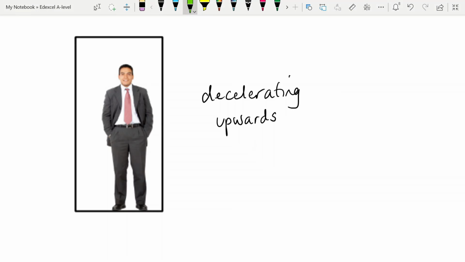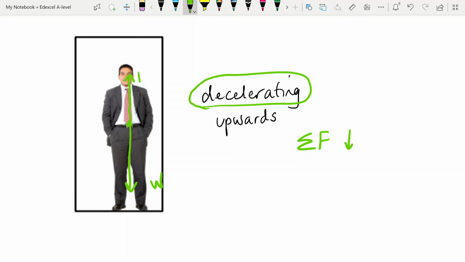What about the situation of decelerating upwards? If he's decelerating upwards, it means he's slowing down, traveling on the way up, but slowing down. That means that the resultant force must be downwards. So if we draw in the free body force diagram, there's his weight. The weight has got to be greater than the normal contact force so that you have a resultant force downwards, and that is going to be pulling on the lift, slowing it down.